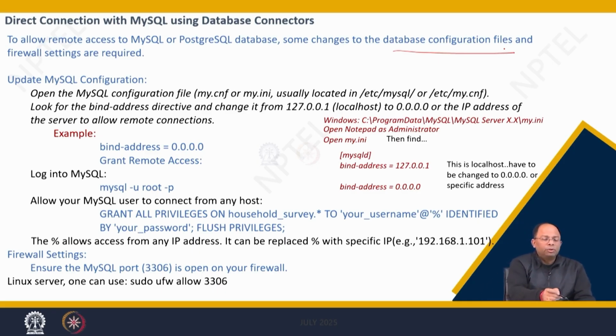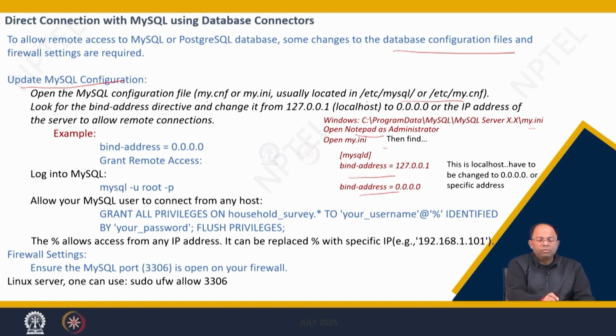Now, how do I do that? Usually you have to update your MySQL configuration. This file stores the information about how SQL is configured on that particular remote machine, right, on that particular server. Usually that would be a file called my.cnf or my.ini, which is usually located in this particular directory. For example, you can find it in Windows at C:\ProgramData\MySQL\MySQL Server. Once you find that, you open that ini file in Notepad, and within that file you will find this kind of statements, right? But you have to now change those.